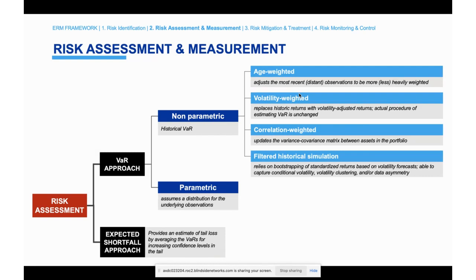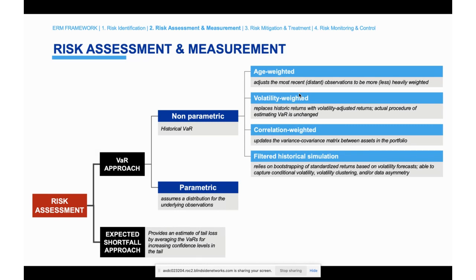You try to use your historical data to assess the value at some level which you can accept. In order to assess the historical data, you can use the age-weighted methodology, or the volatility weighted, or correlation weighted, or filtered historical simulation like bootstrapping, etc. For parametric, you can assume your historical data will fall on some kind of distribution like normal or log normal distribution.